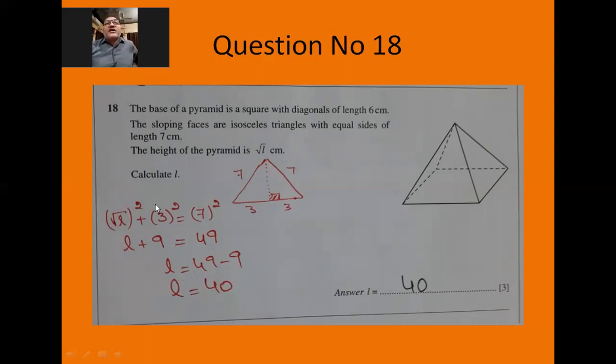So under root L squared plus 3 squared equals 7 squared. So L plus 9 is equal to 49. So L is equal to 49 minus 9. So L will be equal to 40. So the length L, the height basically, which is represented with the L, that will be 40. A little tricky question.